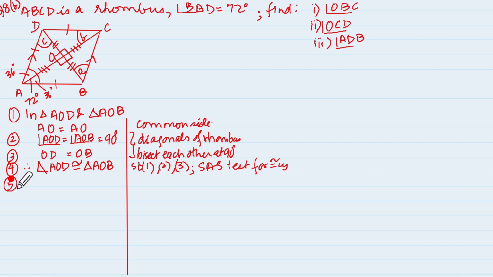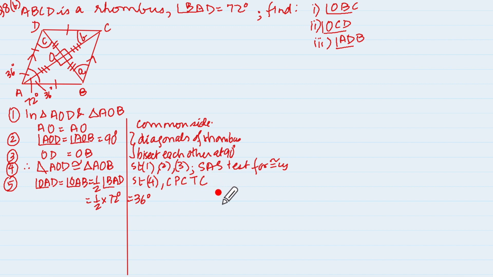Okay, that will give us this and this angle. Angle OAD will be equal to angle OAB equal to half angle BAD, which is half into 72 degrees, which is 36 degrees. And this will be from statement 4, and corresponding parts of congruent triangles are congruent.